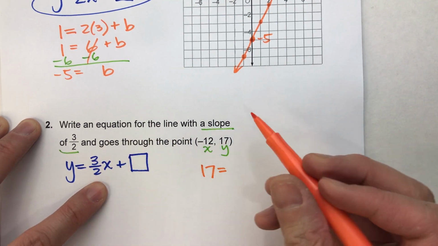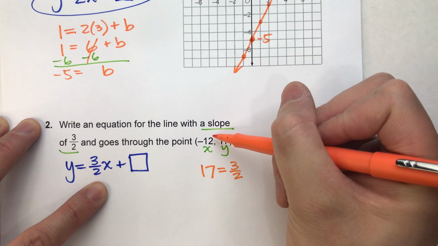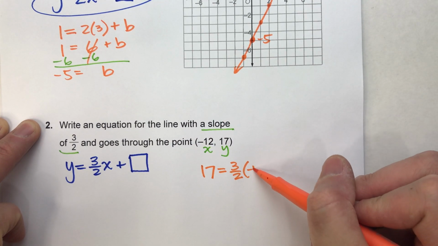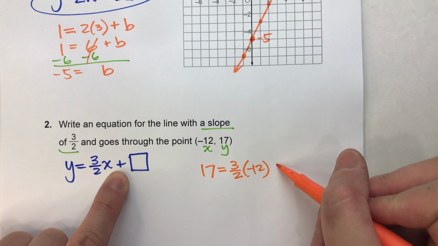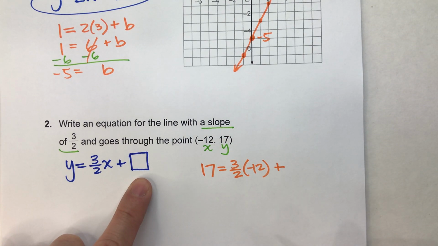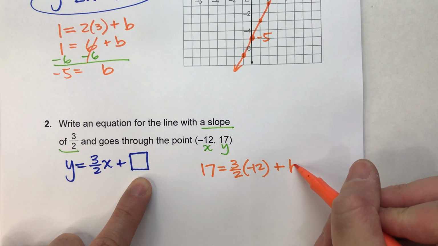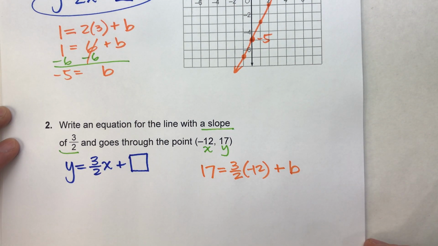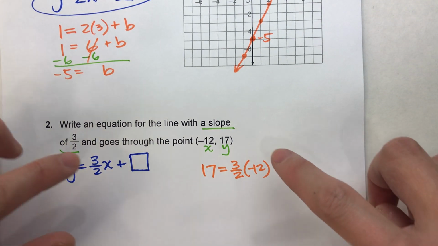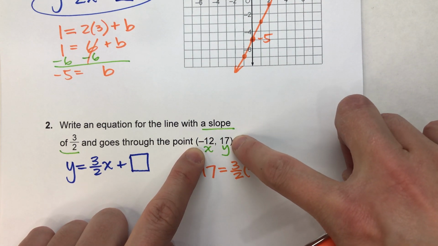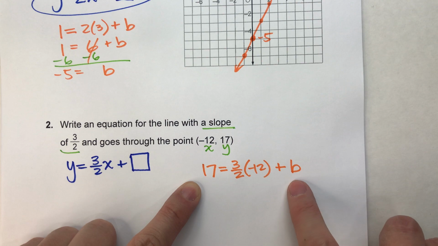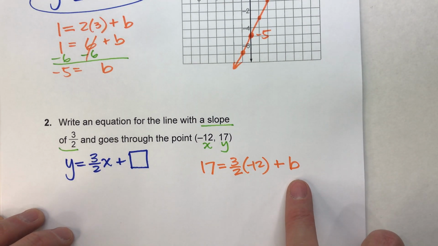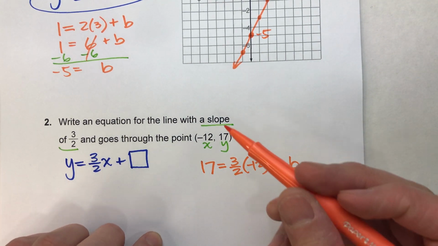And instead of 3/2 times x, 3/2 times x is -12. So 3/2 times -12 plus the y-intercept, which we don't know. All right. So again, all I did was I took our coordinate, our x and y coordinate, put it into the equation, and now we just need to solve for b to find that y-intercept. All right, so let's do this.